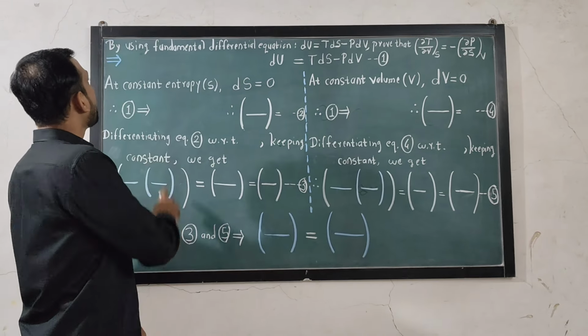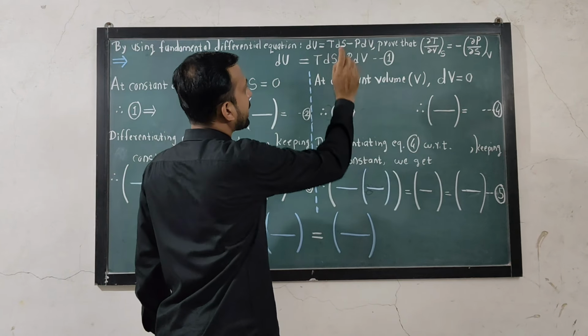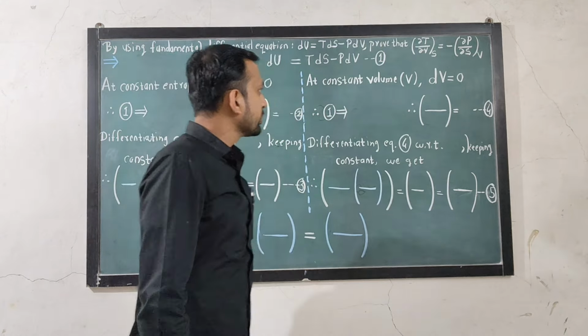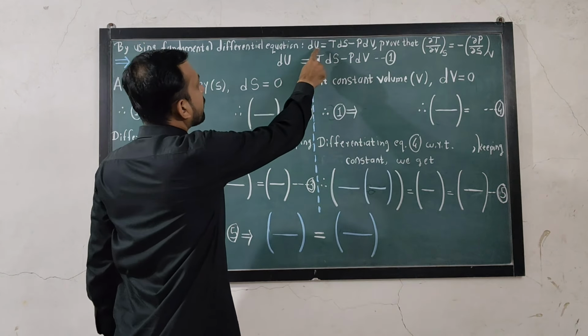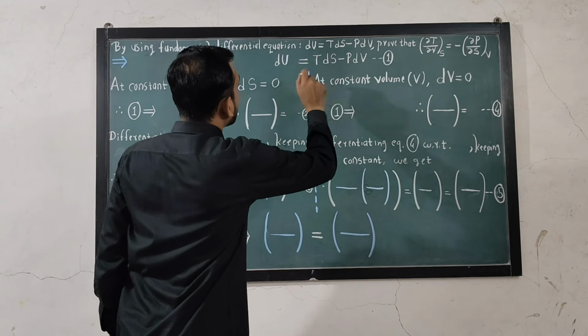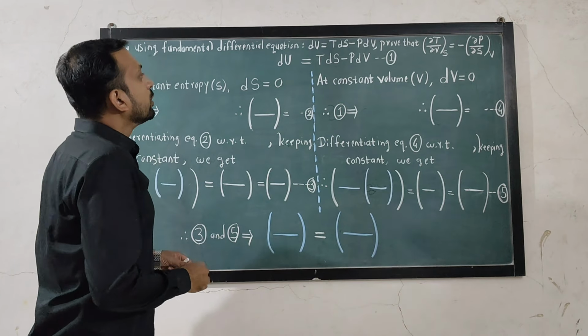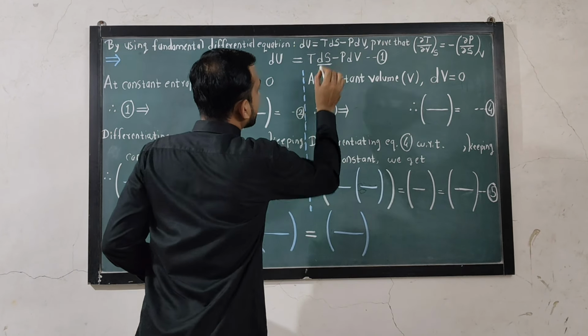The question is, by using the fundamental differential equation dU equals T dS minus P dV, we have to prove this first Maxwell relation. For the derivation, we write down the given differential equation as equation number 1, dU equals T dS minus P dV. Now here in equation 1, the first term is dS.